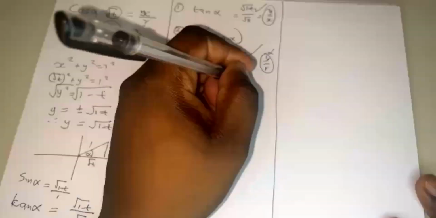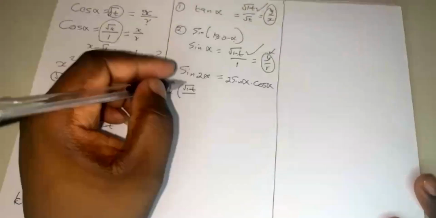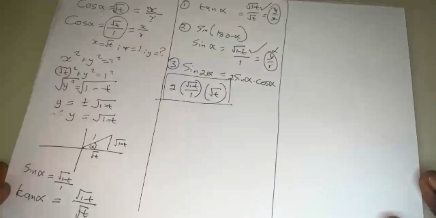So what is the value of sine alpha? The value of sine alpha in terms of t is root of 1 minus t, divided by 1. Then cos alpha is equal to root of t. If you simplify this, it's going to give you a certain value. You can simplify it further, but this is your final answer. So you're done. You see how simple these things look when you now understand them.